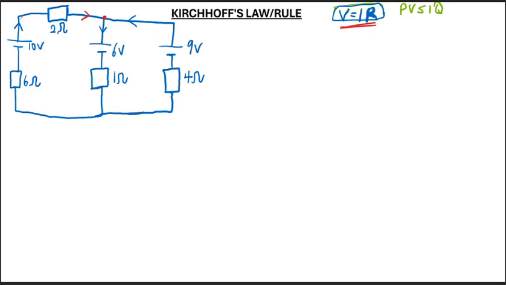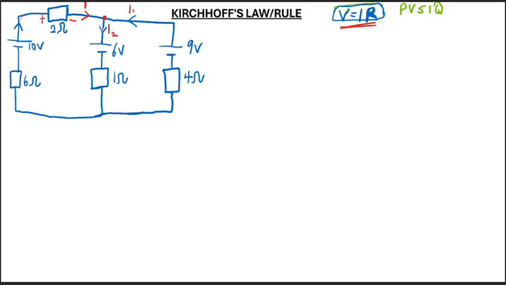Then I can now say, okay, this is my I1 and this is my I2. You can use I1, I2 and I3. Any one you feel like using, you can use. Then since I have known the direction of my current, the next thing is to know the polarity of the resistor. All right, current is flowing like this. Here will be the positive terminal of the resistor. This is the negative terminal of the resistor.